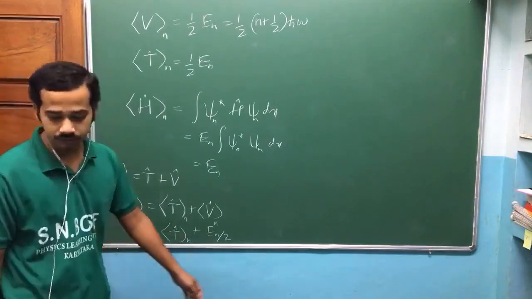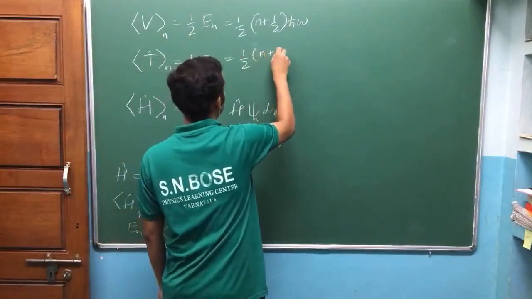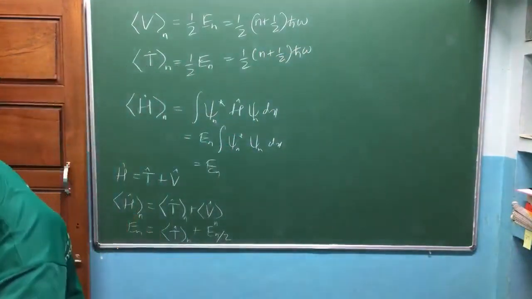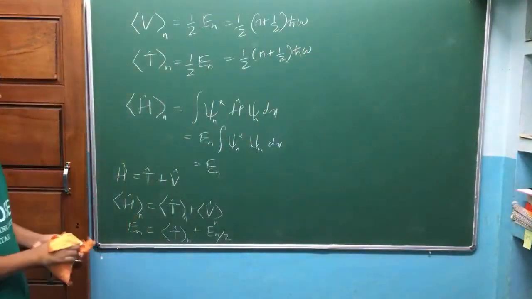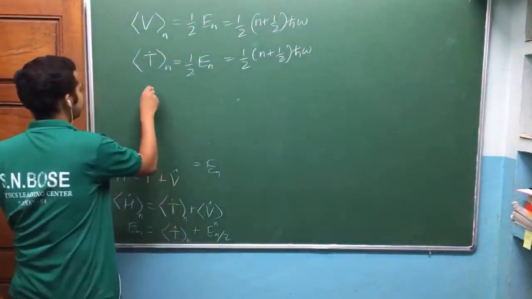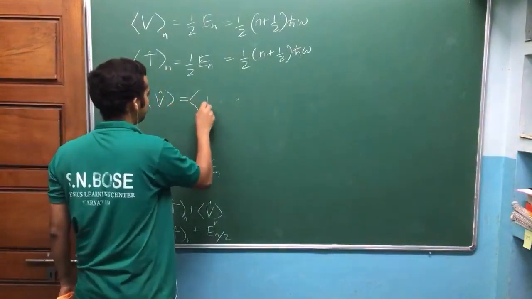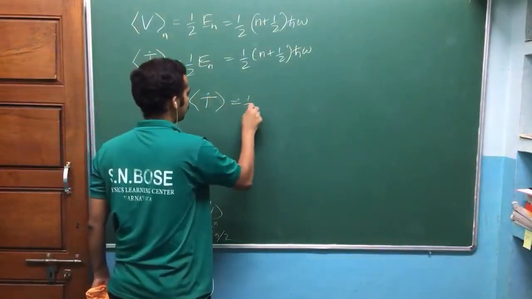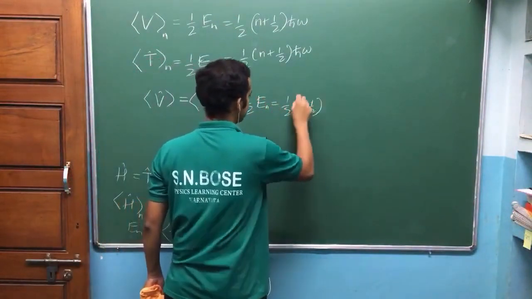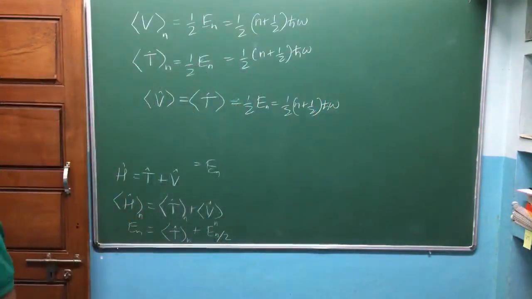So now one thing you should remember here is half of En plus half h bar omega. Expectation of kinetic energy is equal to expectation of potential energy. That's equal to half of total energy. Expectation of potential energy is equal to expectation of kinetic energy. That's equal to half of total energy. This is what you better remember.